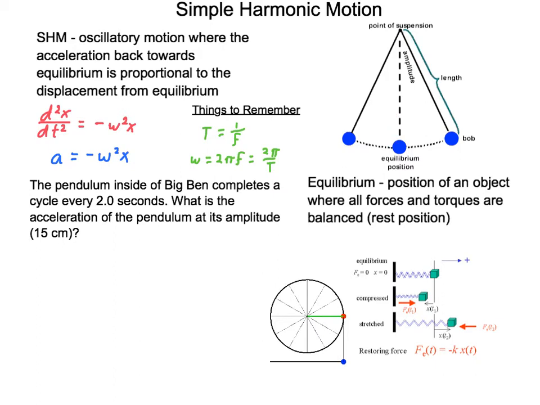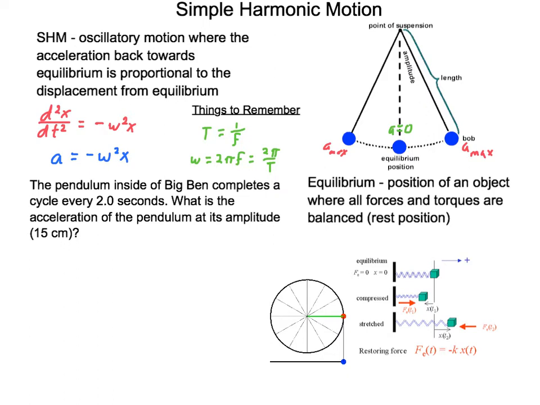But the acceleration is always back towards equilibrium, and it's proportional to the displacement away. So the further away you get, the greater the acceleration, meaning at the amplitudes, the furthest extent away, you're going to have your maximum acceleration. And at equilibrium, by definition, the position of an object where all forces and torques are balanced, you would have zero acceleration.